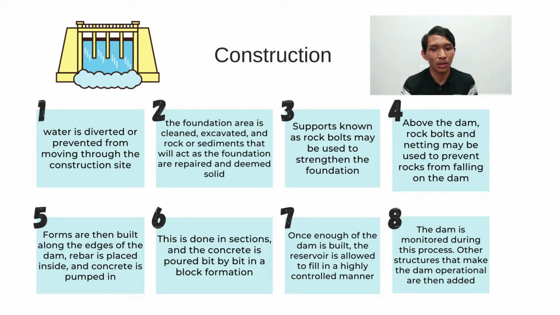Forms are then built along the edge of the dam. Rebar is placed inside and the concrete is pumped in. This is done in sections, and the concrete is poured bit by bit in a block formation. Once enough of the dam is built, the reservoir is allowed to fill in a highly controlled manner. And lastly, the dam is monitored during this process. Other structures that make the dam operate are then added to the dam.